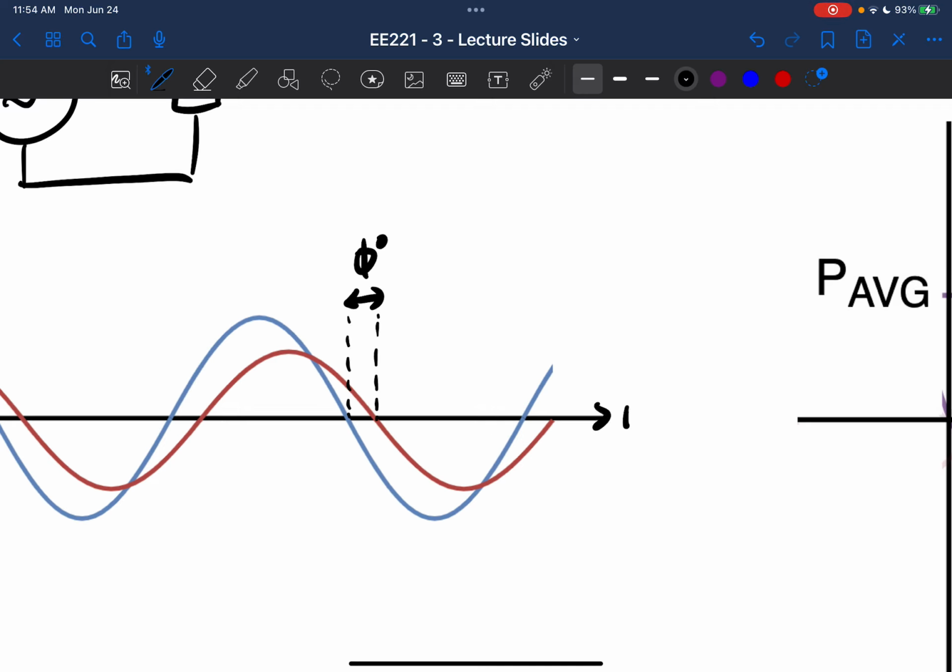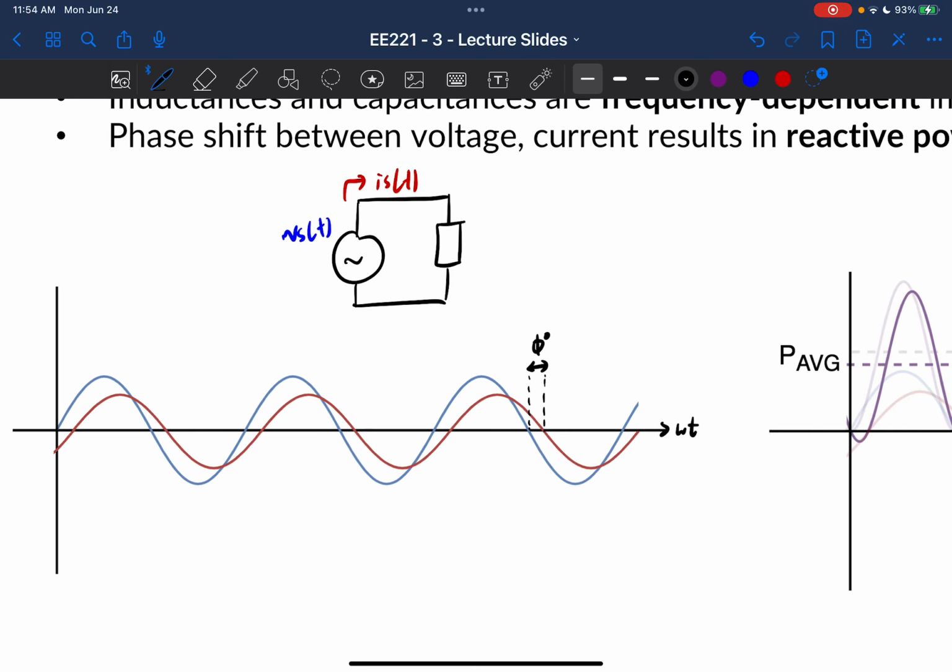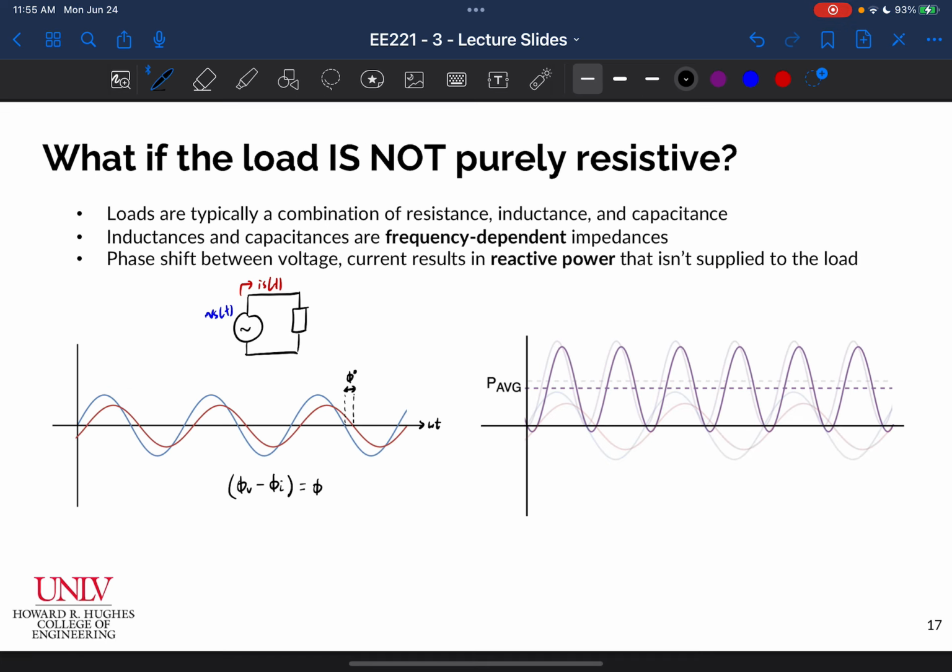If this is omega t in degrees, it could be an angle in degrees or in radians, but really we normally write it in degrees. We need to account for that, the difference between the phase of the voltage and the current. That'll be my phi. And how do we account for it?